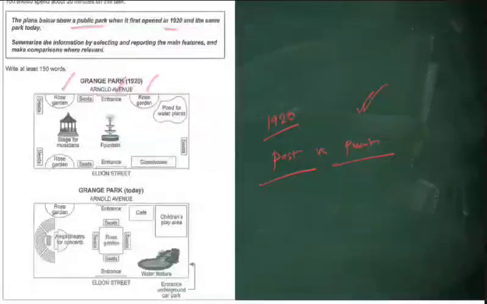There's the cafe here now. There was the pond for water plants. Now it's children play area. You have a water feature added, which was not there. You have a fountain, which is now the Rose Garden with seats on four ends, right?